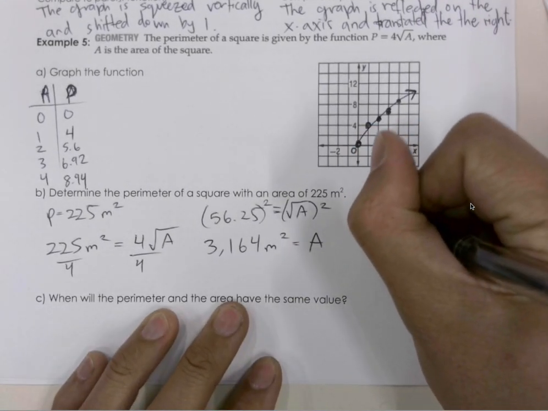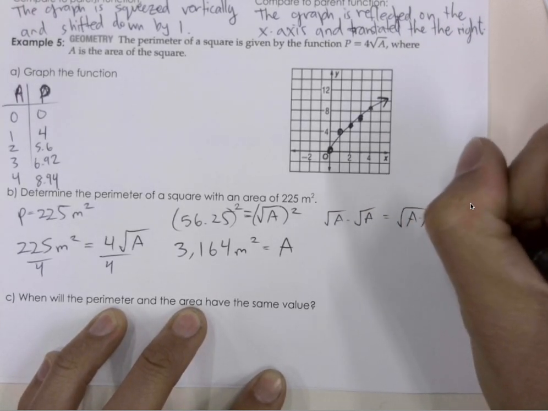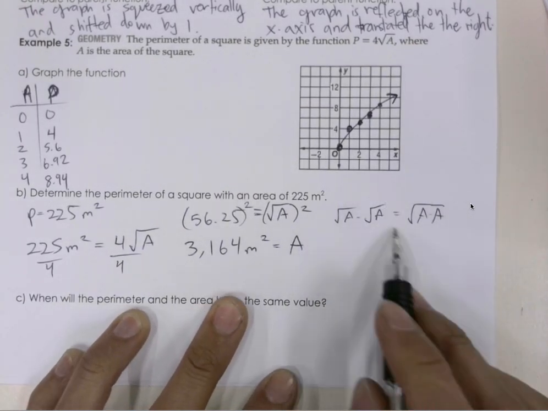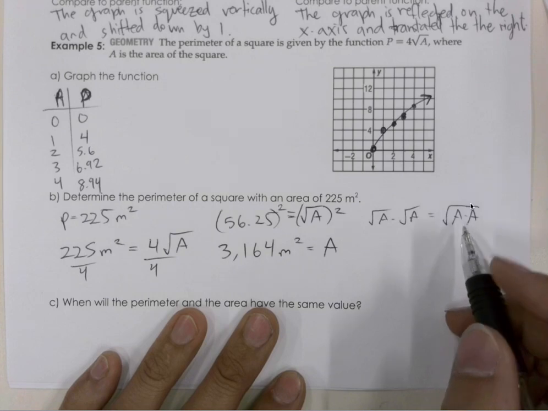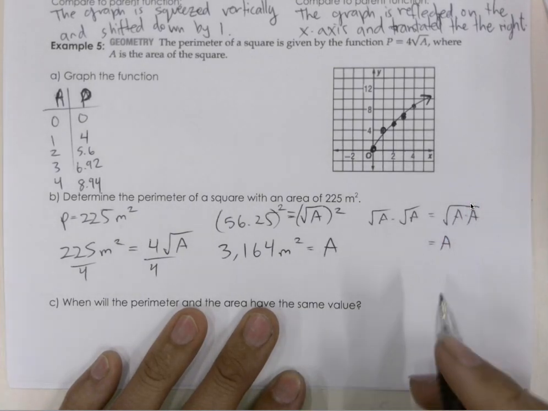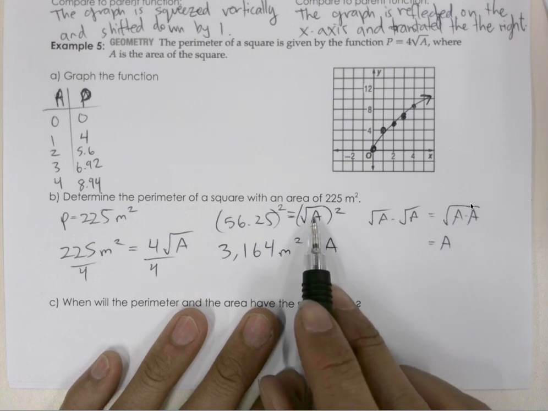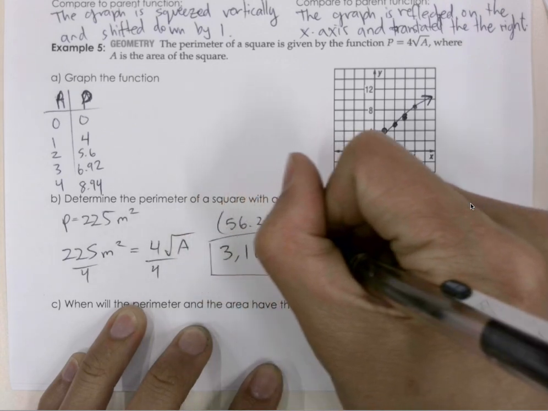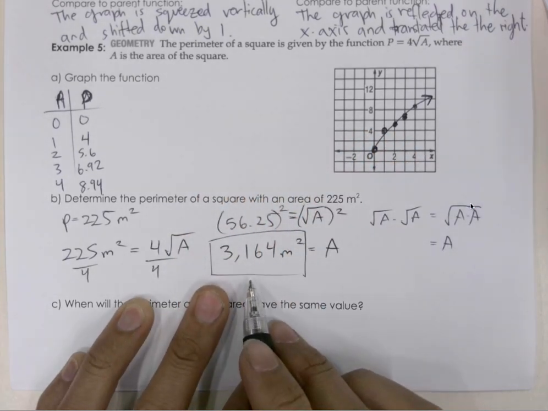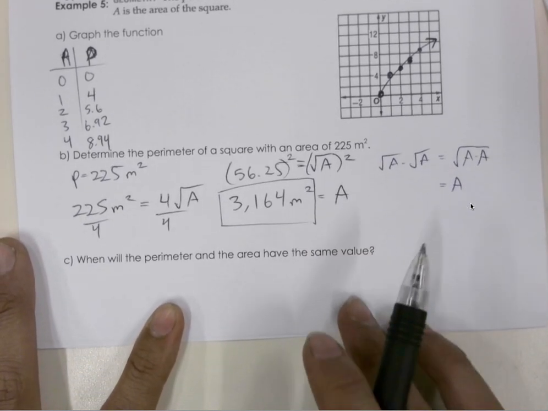So we know that the square root of a times the square root of a is equal to the square root of a times a. And to break out of square root jail, we need two factors under the square root that are the same, and we have them, so it's equal to a. So I went ahead and substituted in a for the square root of a squared. So that is our answer here. That is our area if the perimeter is 225 meters squared.